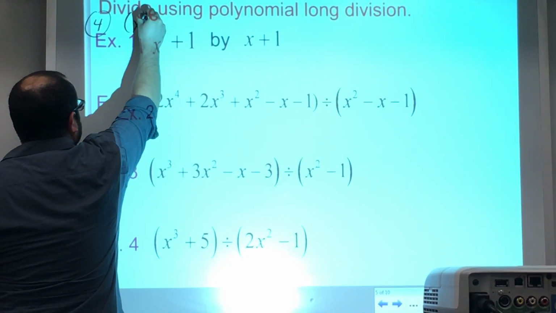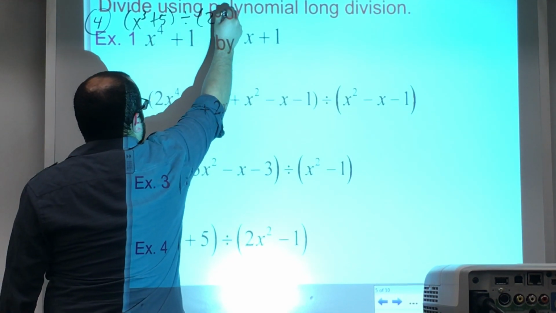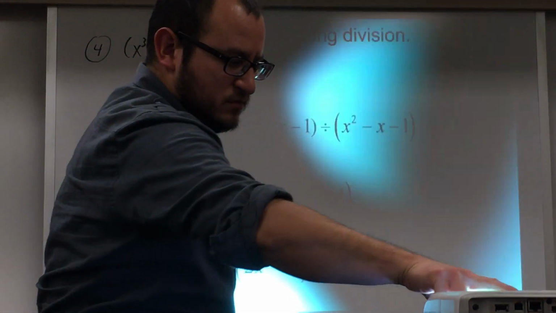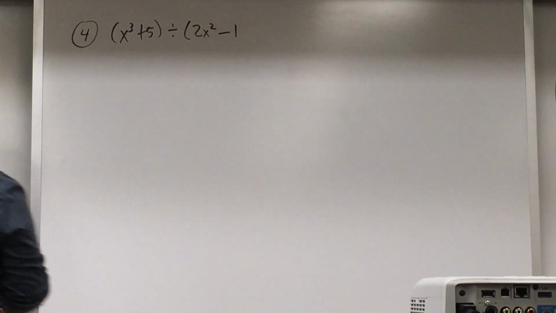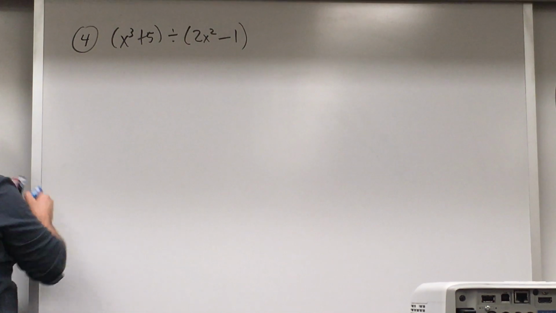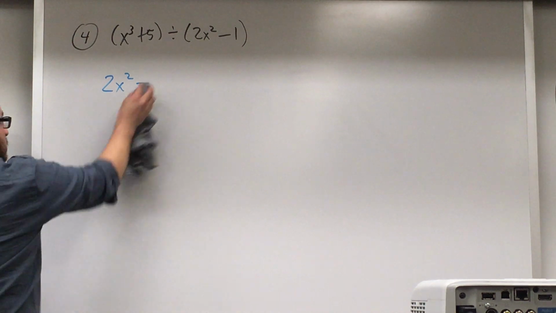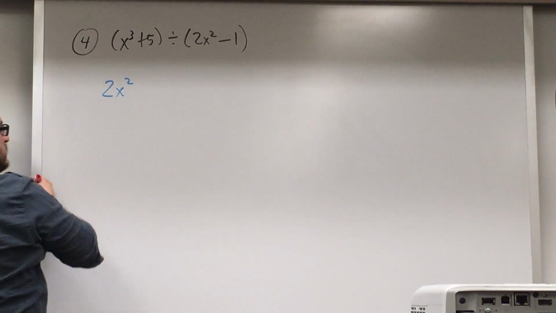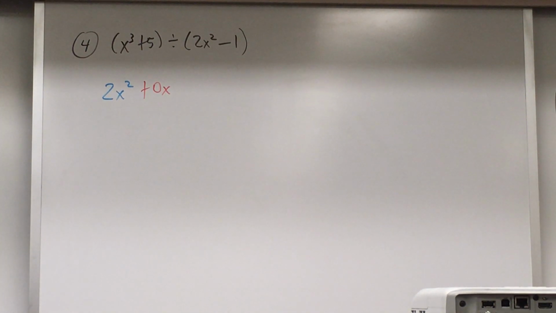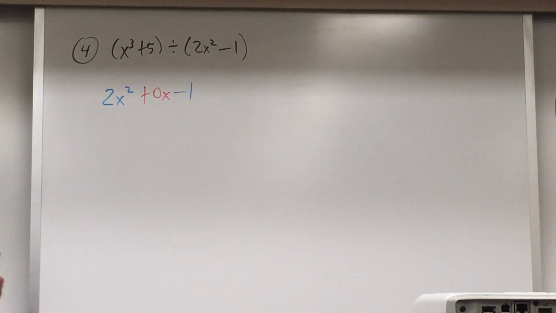So let's go ahead and write this again. We have x cubed plus 5. We're missing terms here. Divided by 2x squared minus 1. We're also missing terms there. Let me go ahead and put my divisor on the outside. Again, what comes before 2 is 1, so I'm going to go ahead and add 0x, because again, it has to be in standard form. If not, then your answer is going to be completely different than mine.